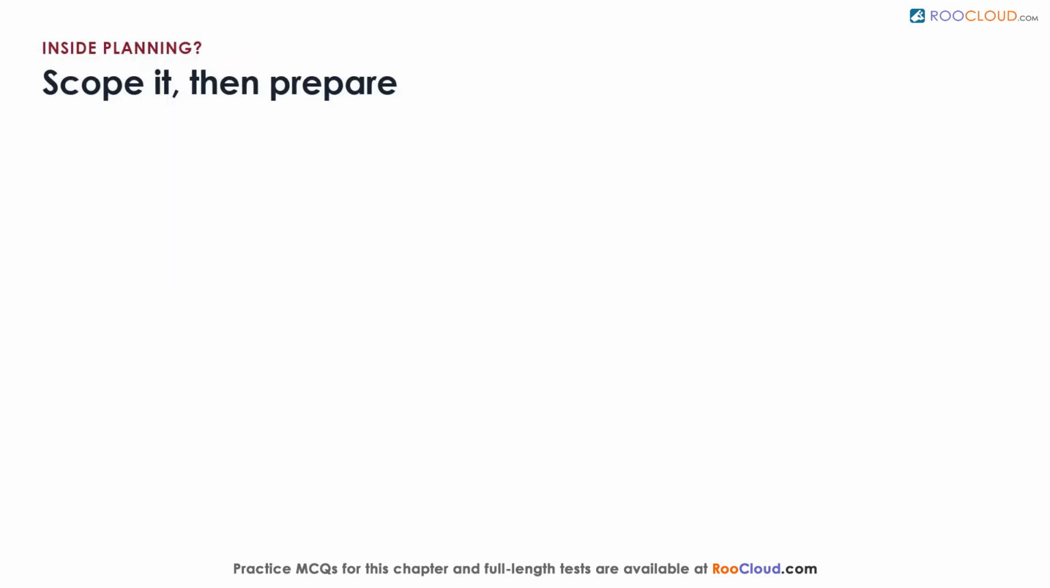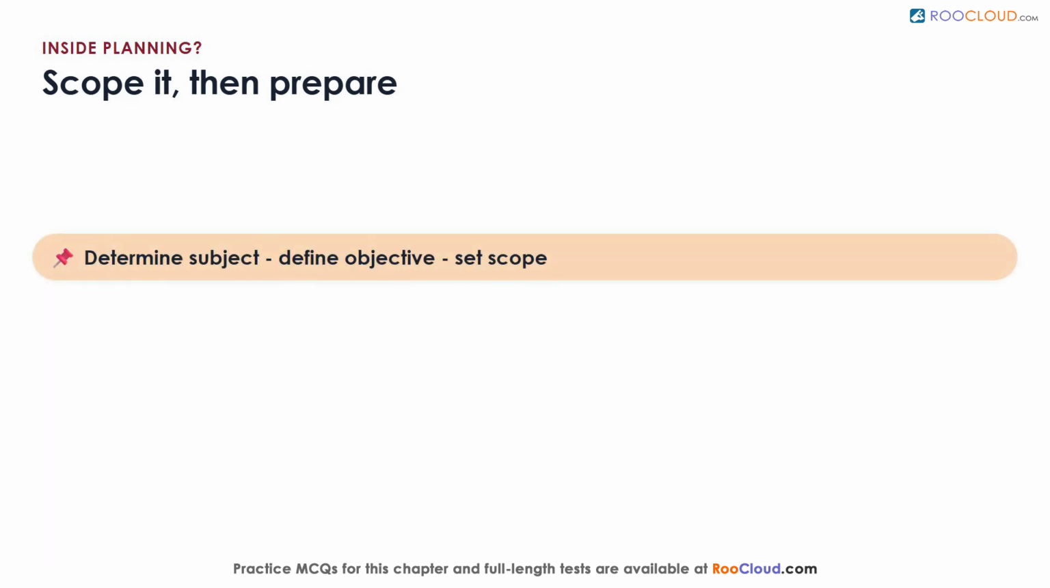What happens in the planning phase? You determine the subject to be audited. You define the objective and set the scope. A clear scope shows what skills and resources you'll need.